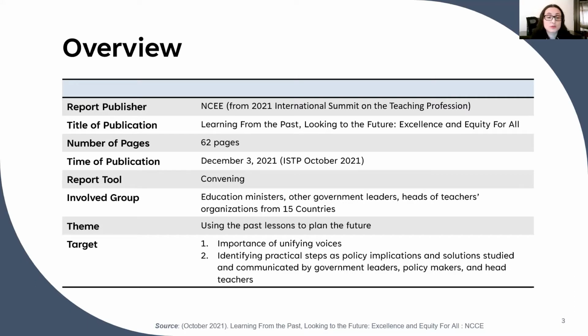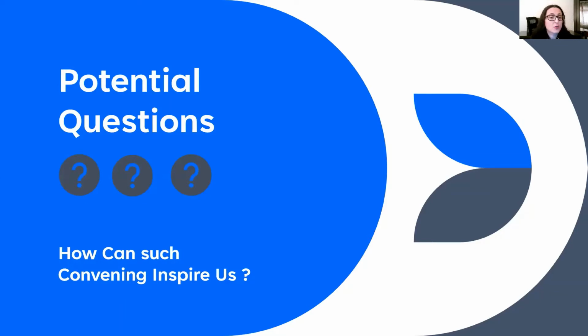The tool that was used for this report is a convening. That was also what ISTP was. The involved group: education ministers, other government leaders, heads of teachers organizations from 15 different countries. And the theme is using the past lessons to plan the future, and the targets. Mainly there were 2 targets: the importance of unifying voices and identifying practical steps as policy implications and solutions studied and communicated by government leaders, policymakers, and teachers. So the potential questions, I'm choosing one potential question here: how can such a convening inspire us?